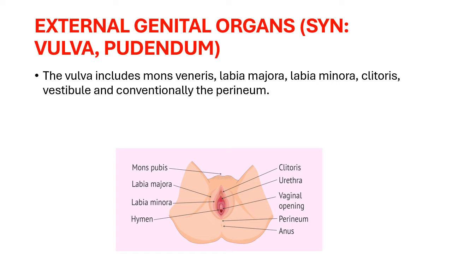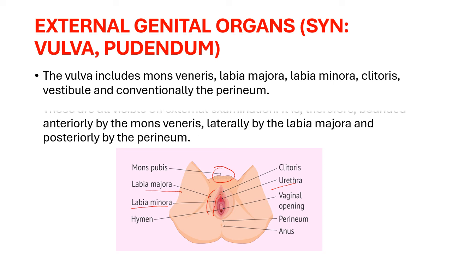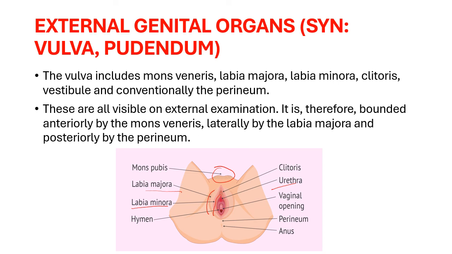As you can see in the figure, Mons Pubis here, Labia Majora is the outer structure, and Labia Minora is the inner side structure. Hymen, Clitoris, Urethra, Vaginal Opening, Perineum, and Anus. These all are visible on external examination. It is bounded anteriorly by Mons Pubis here and laterally by Labia Majora this side and posteriorly by perineum here.